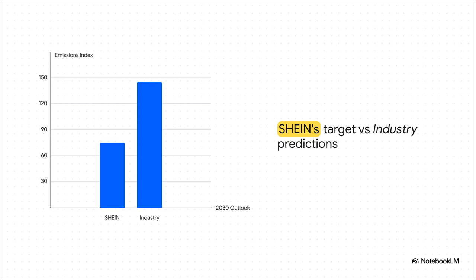So while the industry index is predicted to shoot up by 45% by 2030, Shein has actually committed to an absolute reduction of 25%. Tracking these specific KPIs is often part of broader ESG, environmental, social, and governance reporting. It's totally critical data for operations managers who are tasked with optimizing efficiency to conserve water, energy, and raw materials.